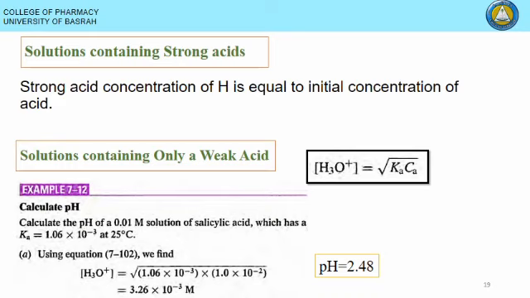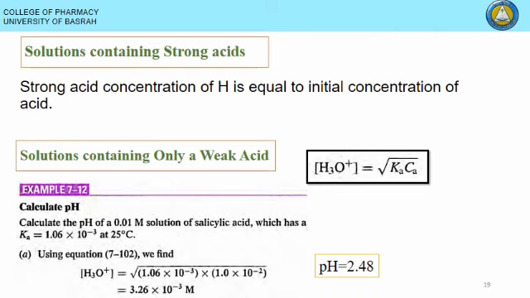While for a solution containing only weak acids, we can use the equation that we derived in the beginning of the lectures. So we have the hydrogen ion concentration equal to Ka multiplied by Ca, taking the square root.